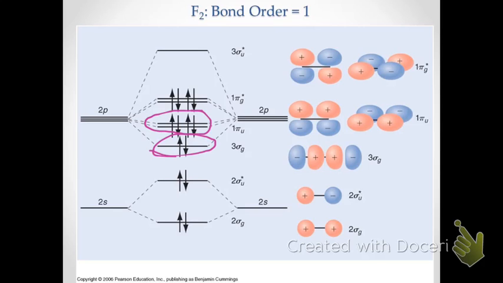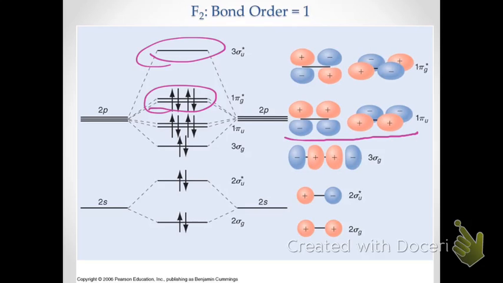And again, as mentioned earlier, it's doubly degenerate, as indicated here, because we have overlap with the 2px orbitals to form one of the pi bonding orbitals, and then overlap with the 2py to form the other pi bonding orbital. And then, of course, we also get the antibonding orbitals. Here we have the pi antibonding orbital, and we have the sigma antibonding orbital. You will note that the sigma antibonding orbital is much higher in energy than the pi antibonding orbitals.